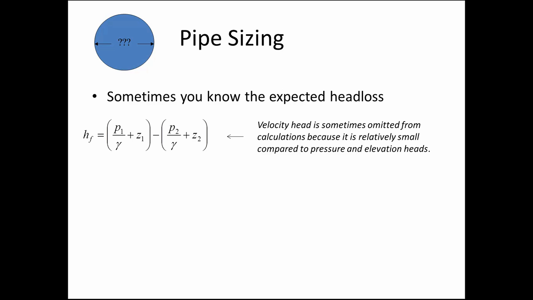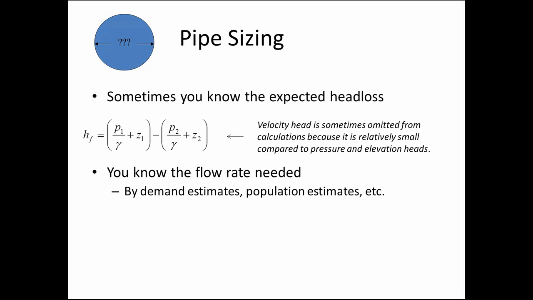We're going to be talking about designing pipes, and occasionally you'll know the expected head loss in a flow scenario. Head loss, of course, is one of the terms in the energy equation, and if we rearrange the energy equation such that the pressure head and elevation head at location 2 is subtracted from that at location 1, then we know the head loss that's going to occur between 2 points.